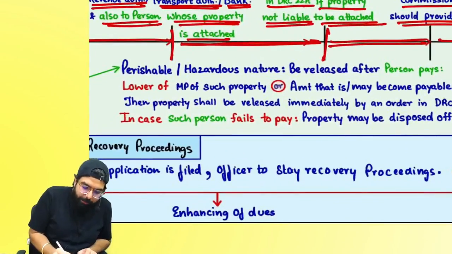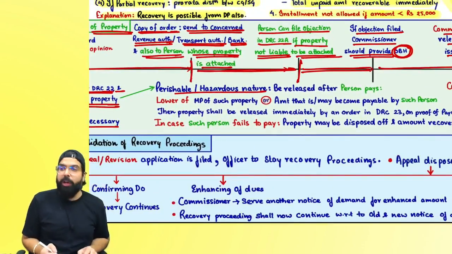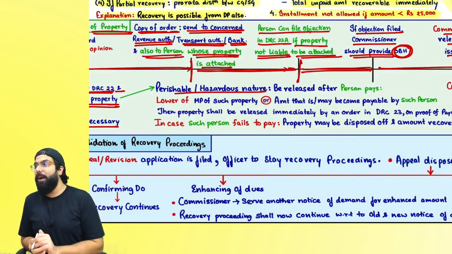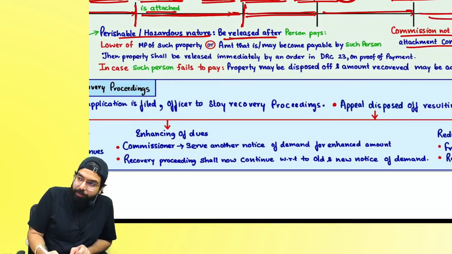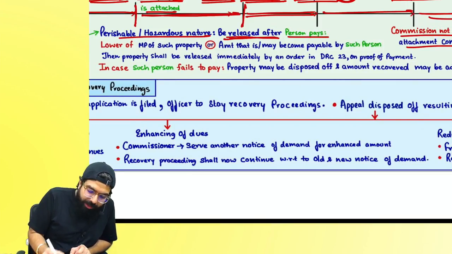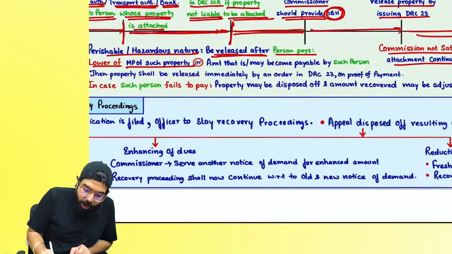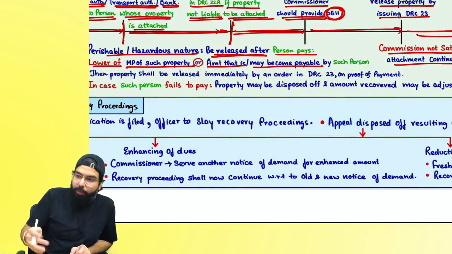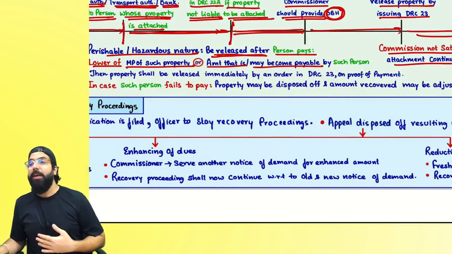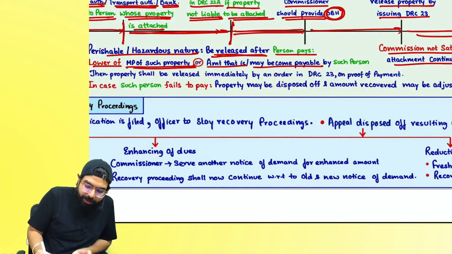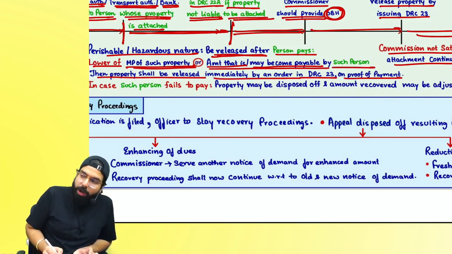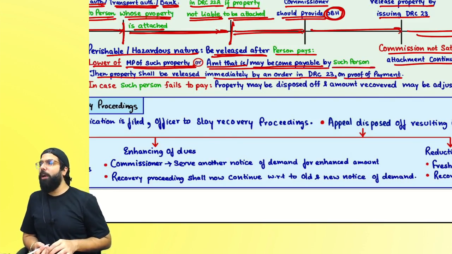Always remember one thing: if property of a perishable or hazardous nature has been attached, they will say we will sell it off. But it can be released after the person pays the lower of the market price or the amount that is or may become due. Why is he attaching your property? Because some amount can become due from you. So if you pay the market price of the property or the amount that may become due from such person, the property shall be released immediately by issuing DRC 23 on proof of payment.